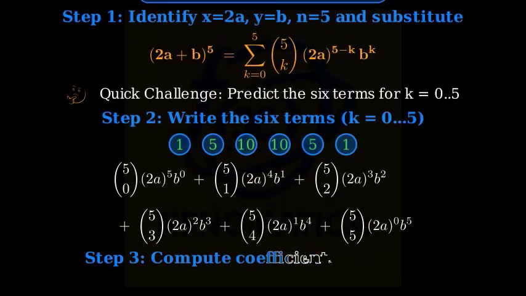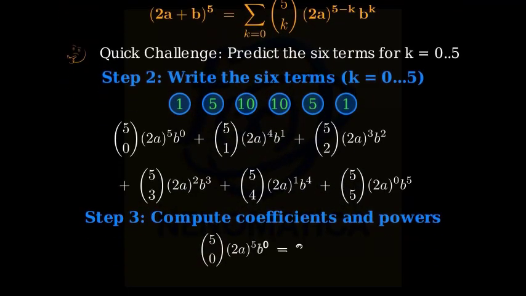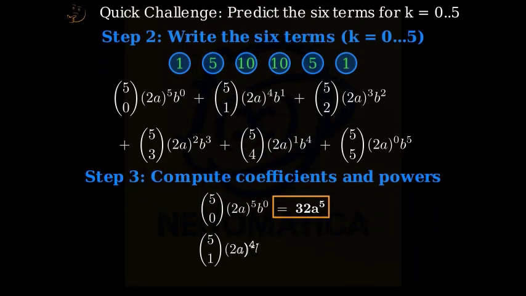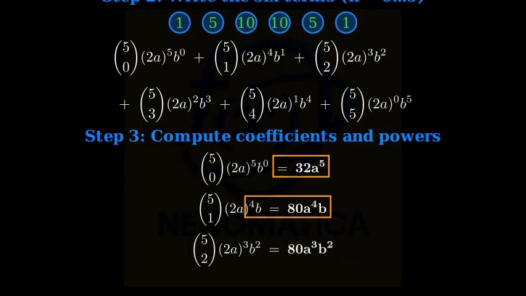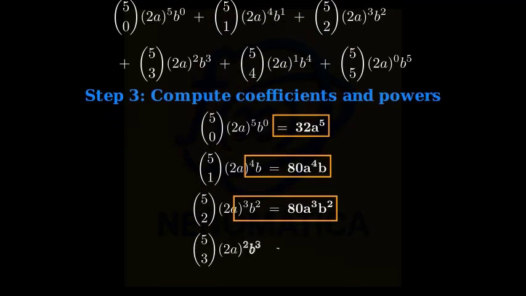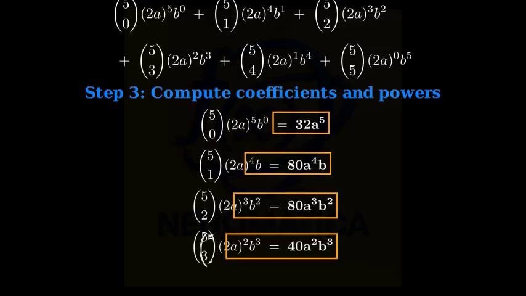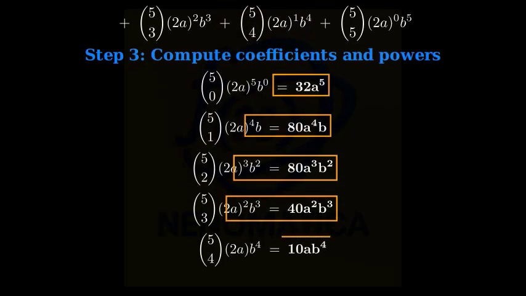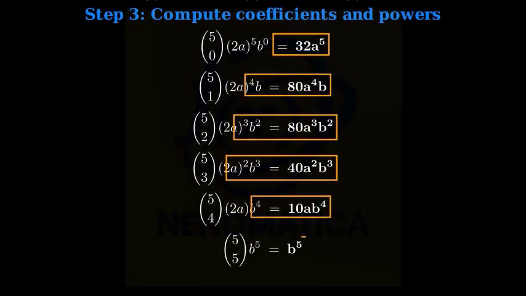We simplify each term. First term, 1 times 32a to the 5 gives 32a to the 5. Second term, 5 times 16a to the 4b gives 80a to the 4b. Third term, 10 times 8a cubed b squared gives 80a cubed b squared. Fourth term, 10 times 4a squared b cubed gives 40a squared b cubed. Fifth term, 5 times 2ab to the 4 gives 10ab to the 4. Sixth term, 1 times b to the 5 gives b to the 5.